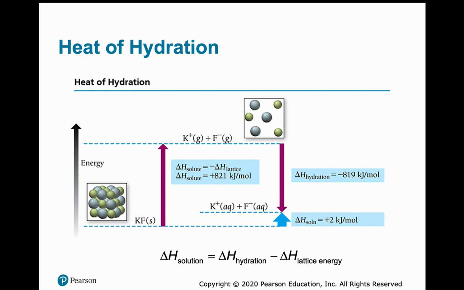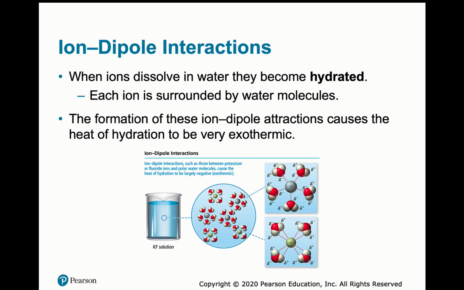The heat of hydration here shows potassium fluoride. The first step is the opposite of the lattice energy, and then the hydration is the exothermic step. But the overall solution formation is going to be endothermic by +2 kilojoules per mole. So when ions dissolve in water, they become hydrated, and they're surrounded by the water molecules. Opposite charges are attracted to each other, so this is going to be an exothermic process.